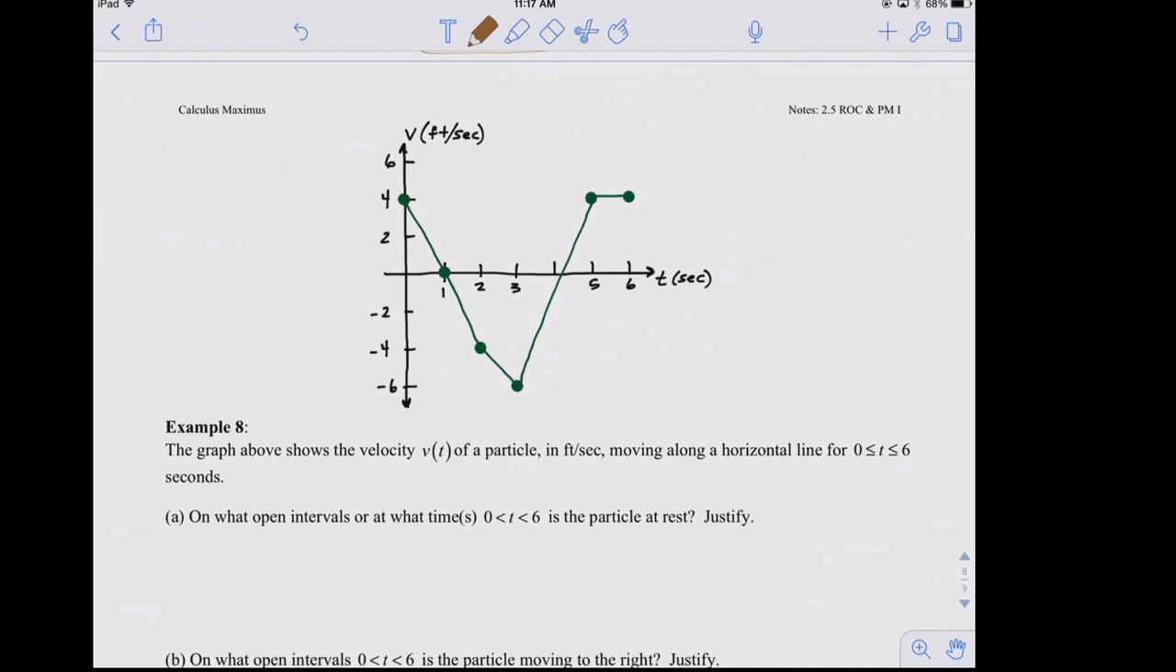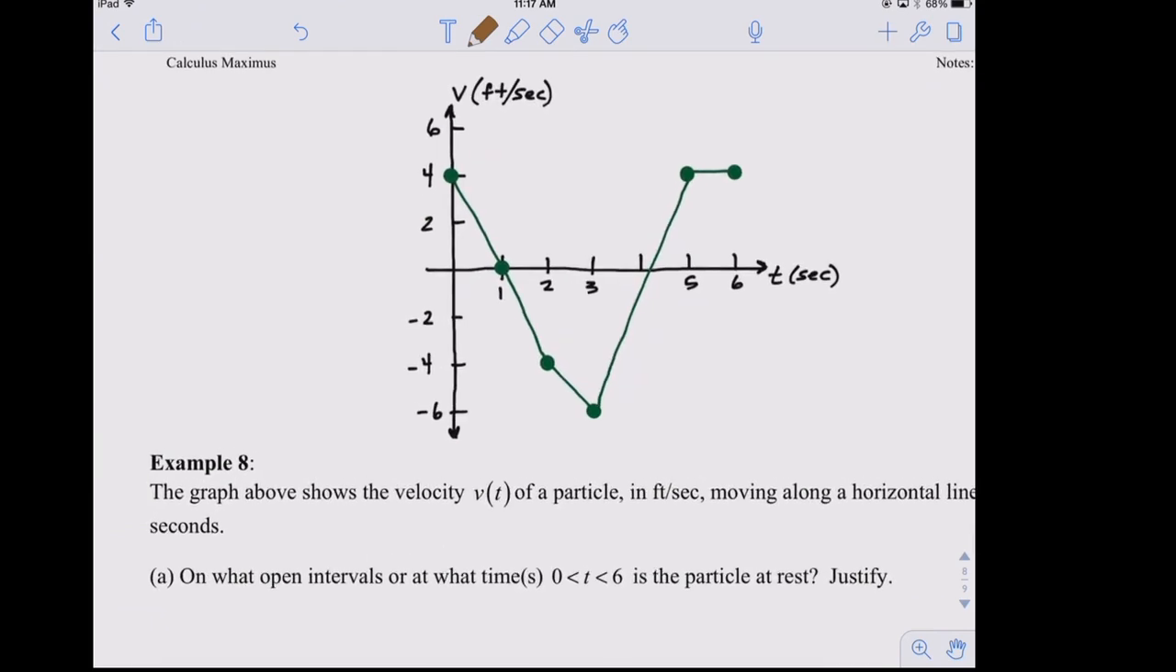Okay, let's move to example 8. We have another graph. We can see that. They're easy to spot. Graph.